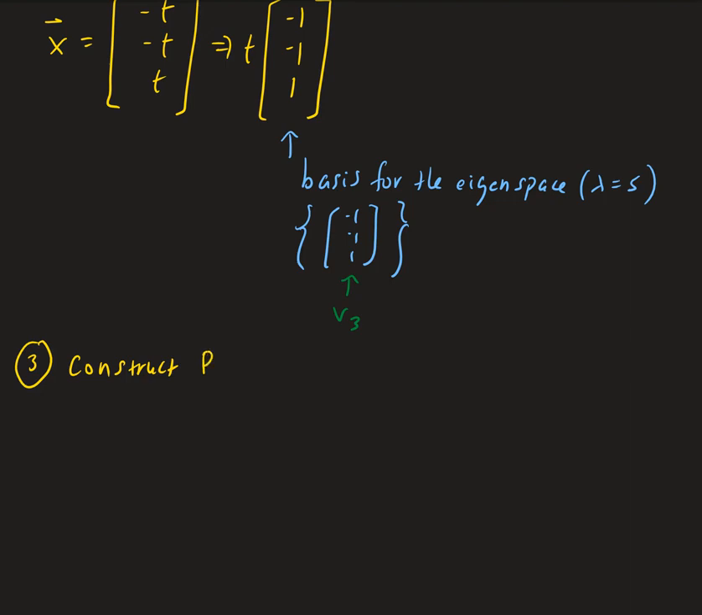So we construct P from the eigenvectors. We're using the basis for the eigenspace. So, just a notation, P is going to be constructed by V1.